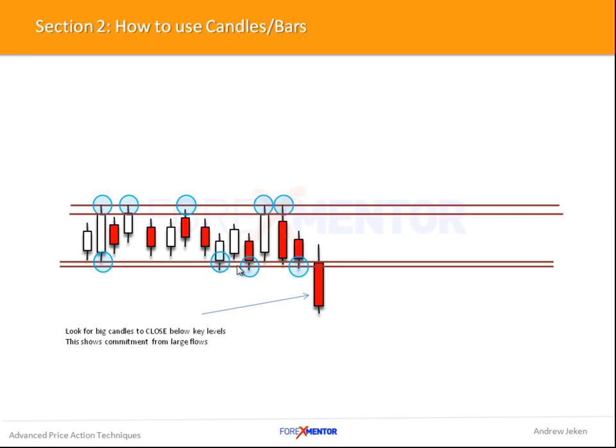You see these wicks, for example, here. You want to see it clear and close. The important thing is it must close below these areas, and the closer it closes to the lows, the more weight it adds. It just shows institutional flows coming into the marketplace, and it can be a good sign that you're going to be heading lower.